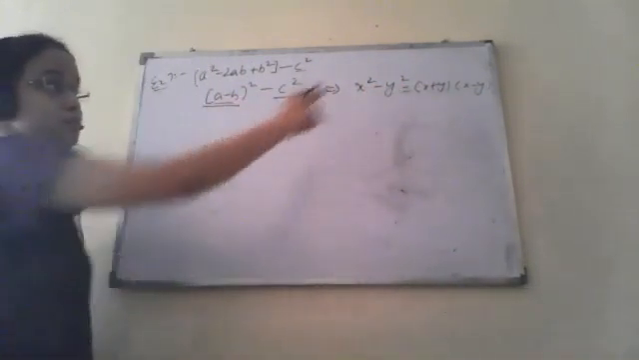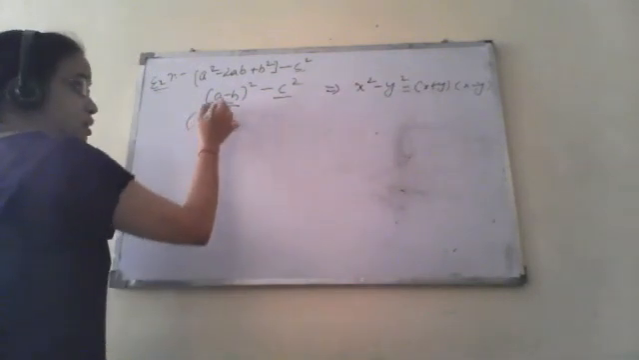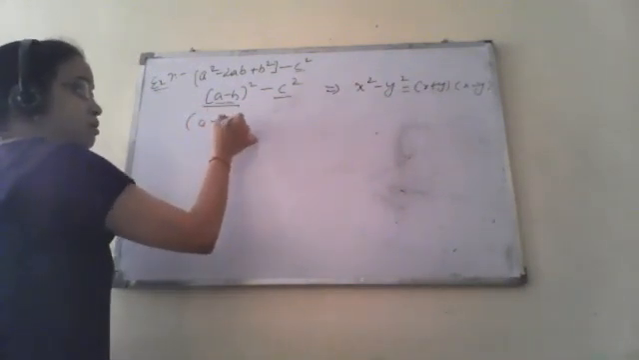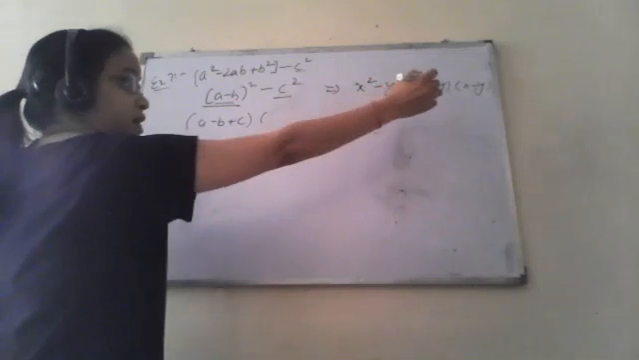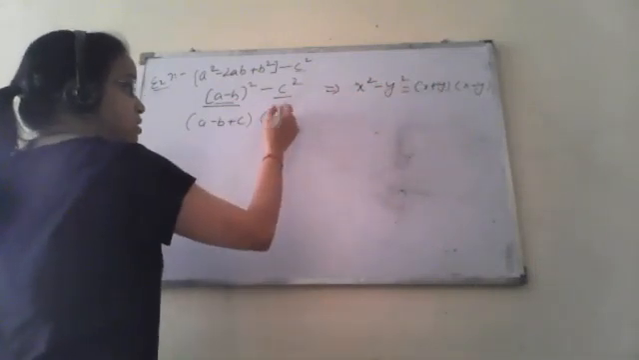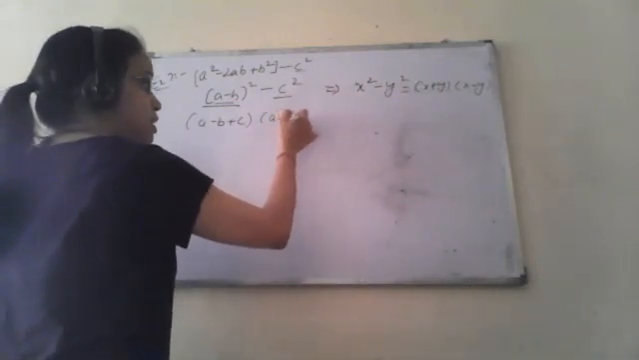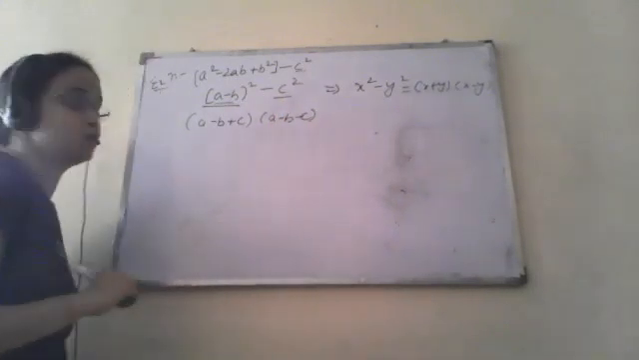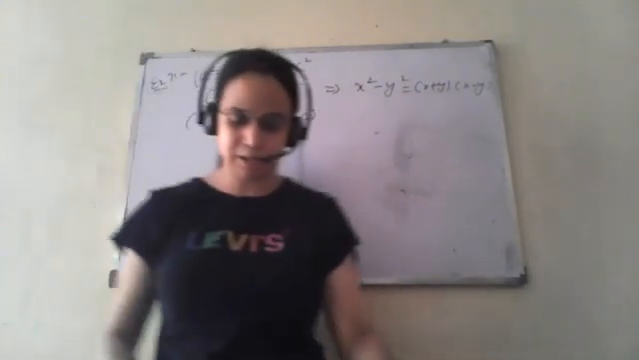So what was the form? x plus y, it means a minus b plus c, and x minus y, this is a minus b minus c. Okay.